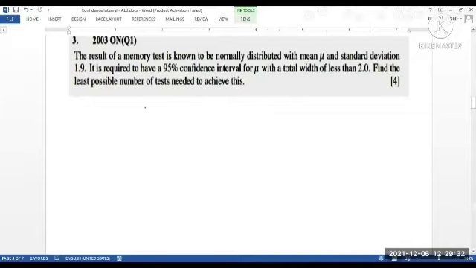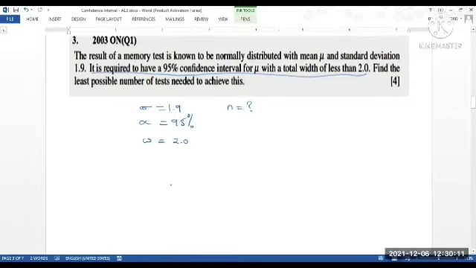So we have been given here the standard deviation 1.9, your confidence level, which is 95%, and your width has been given 2.0. Now, what is to be found out is the least number of possible tests required. The other data that is given is this particular sentence. Now, the clue is in this sentence.